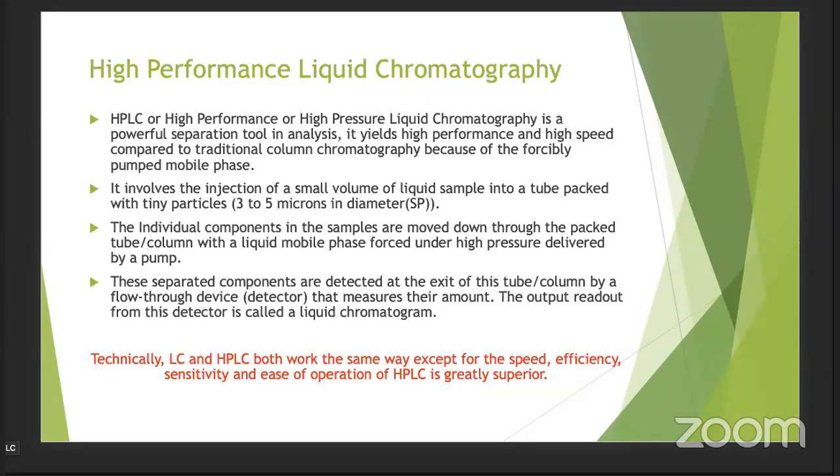So the individual components in the sample are basically separated on this stationary phase packed into the column, and then under the influence of pressure, they are pushed out of the column using a mobile phase. The component that leaves the system is called eluent, and from the column it goes directly to the detector where the detection is done, and a readout is generated in the form of a graph which is called a chromatogram.